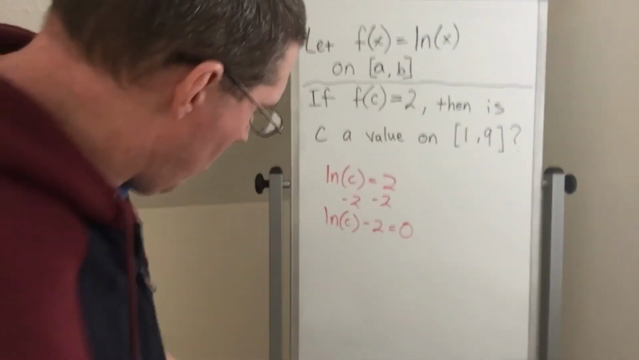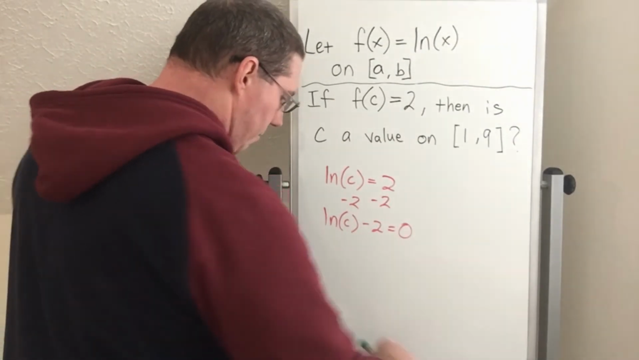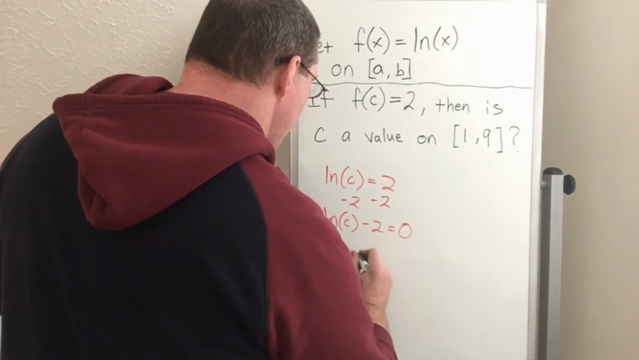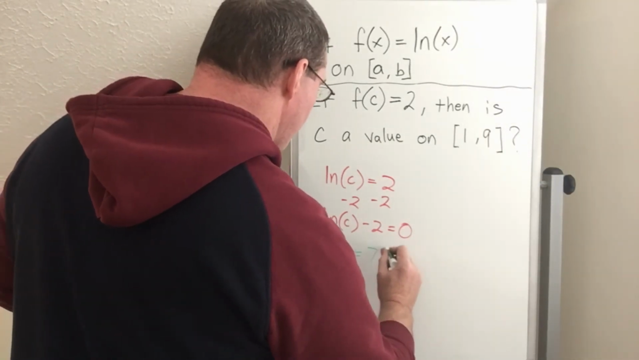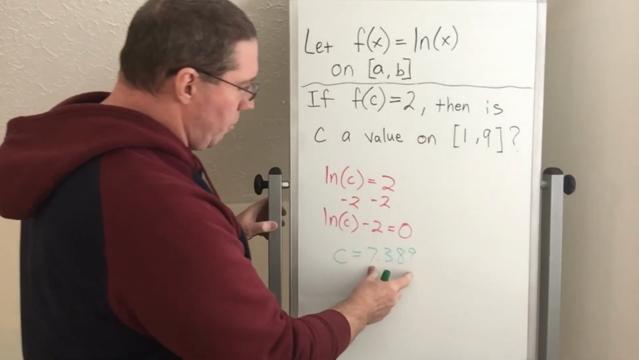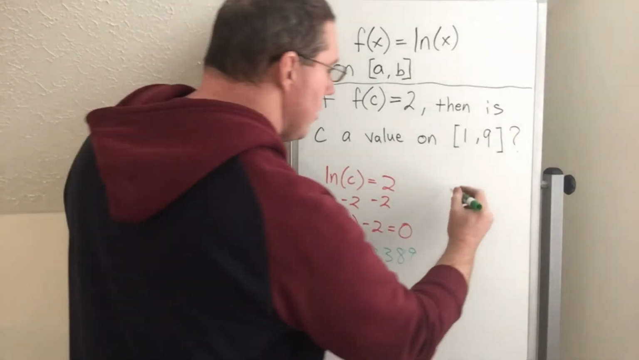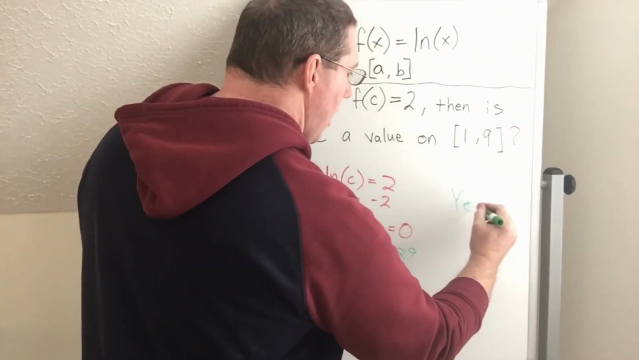Okay? So, in this case, I can't find my red marker. c is equal to 7.389, right? And you can see 7.389, is this a value that's between 1 and 9? It sure is. So we're going to say yes.